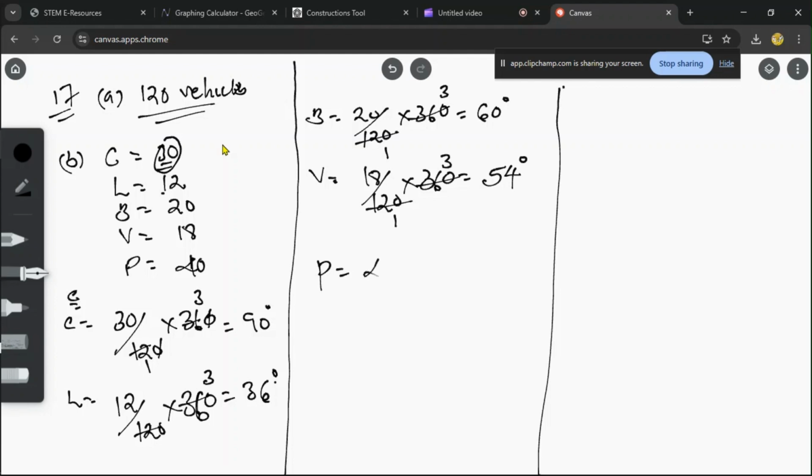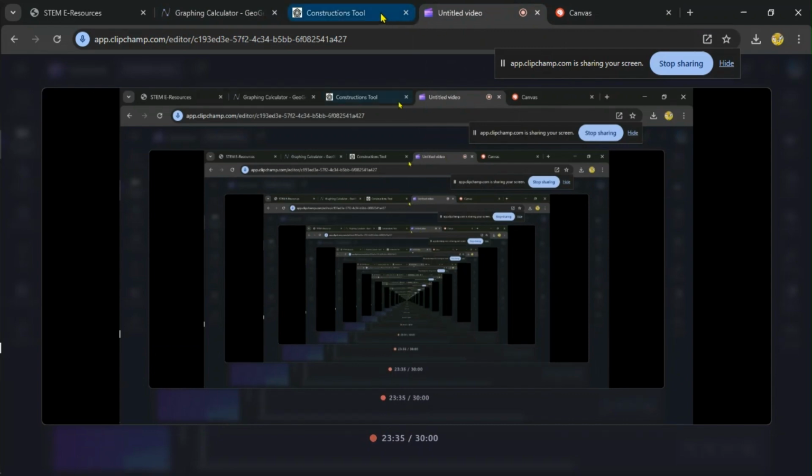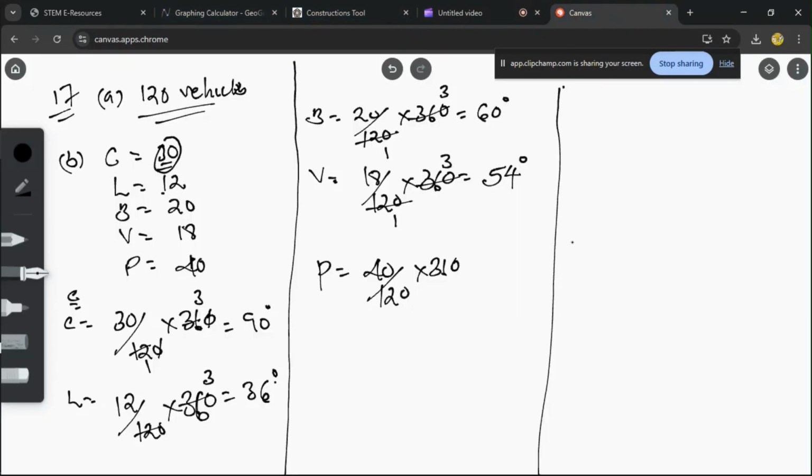Then the last one is pickups. How many? They are 40 all over 120, then multiply by 360. 360 divided by 120 is 3. 40 multiplied by 3: 4 multiplied by 3 is 12, then you add the 0, that gives you 120. So this is the angle represented by each of them, right?